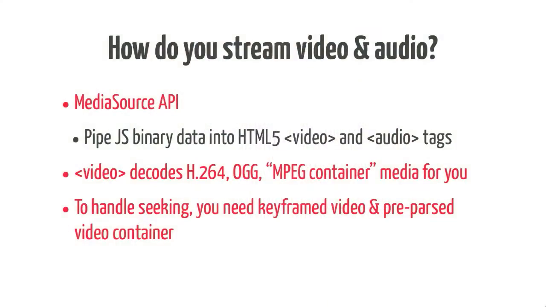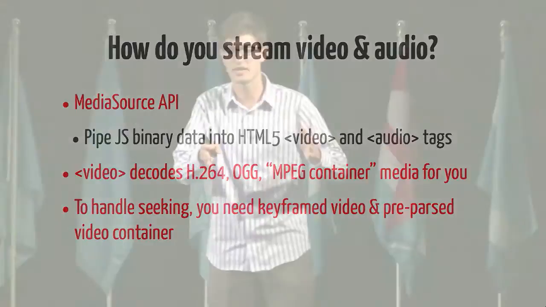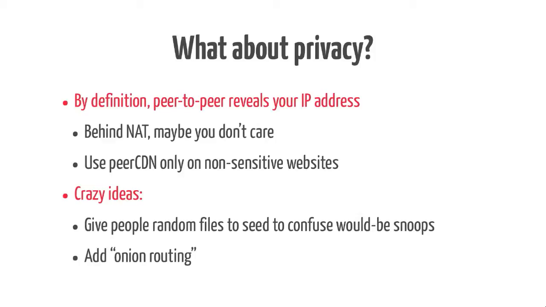So how do we stream video and audio? There's the Media Source API. It lets you pipe binary data from JavaScript into a video tag or audio tag. There's a bit of work you have to do to handle seeking. You have to understand the way the file is laid out, so when they click on 1 minute in, you know to fetch particular bytes. But that's possible. For privacy, by definition, peer-to-peer is going to reveal your IP.